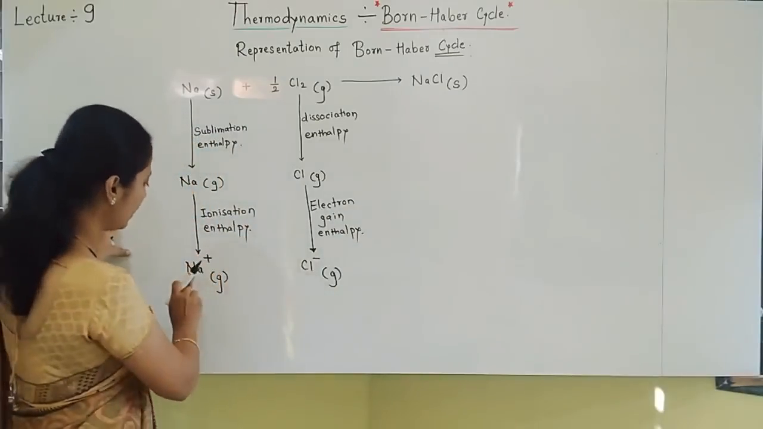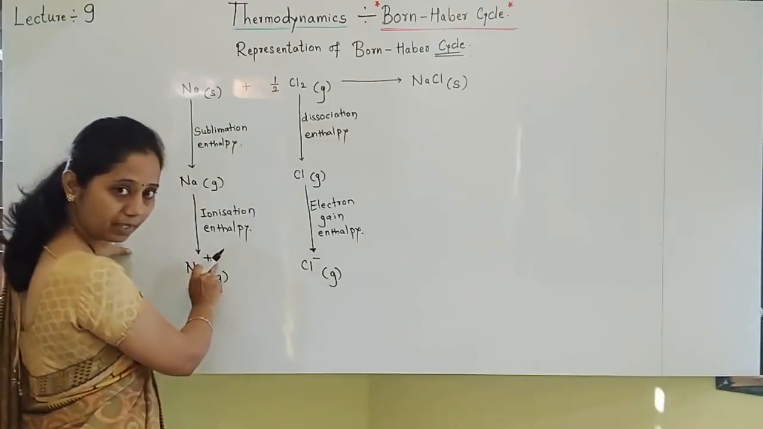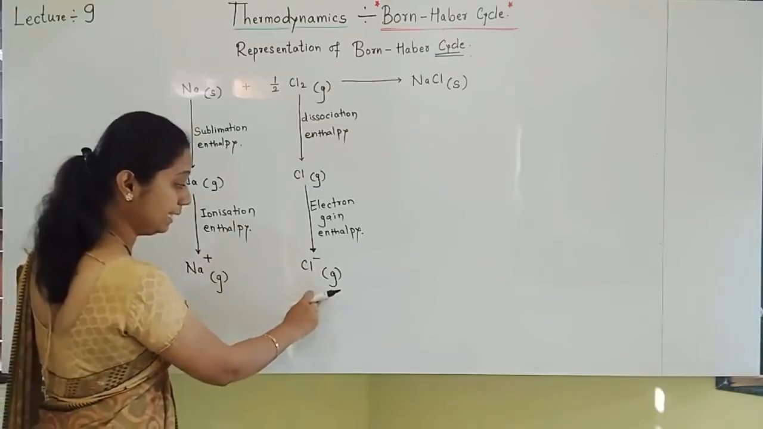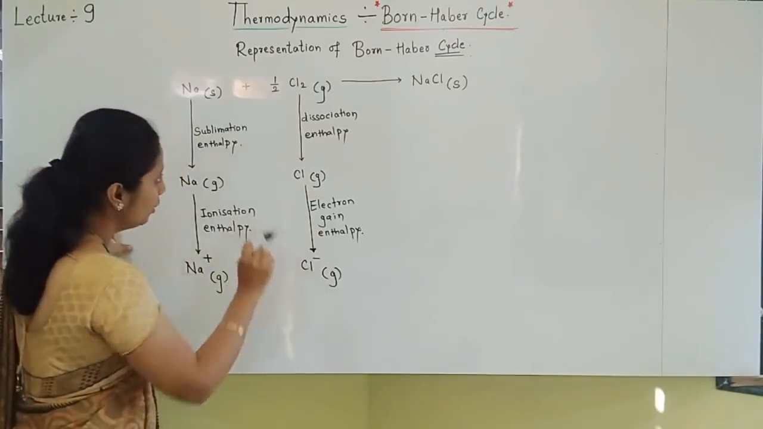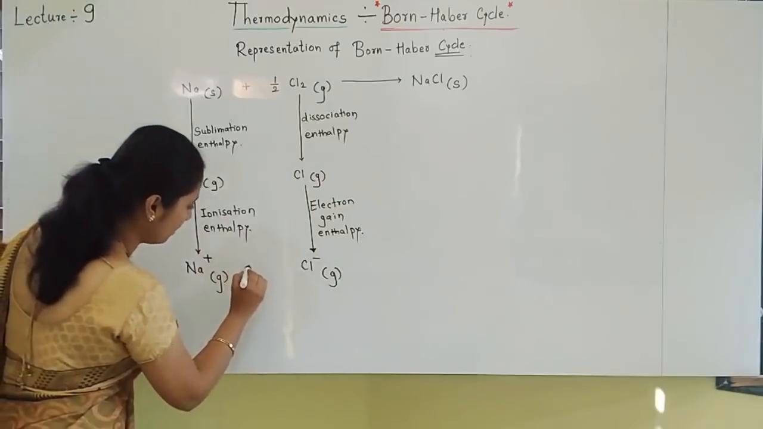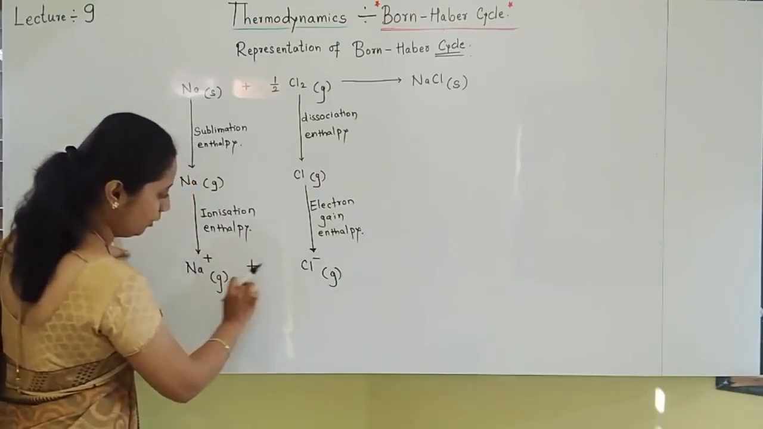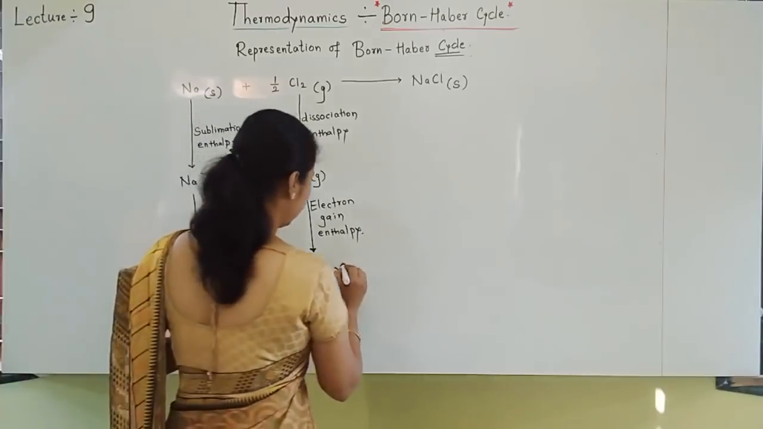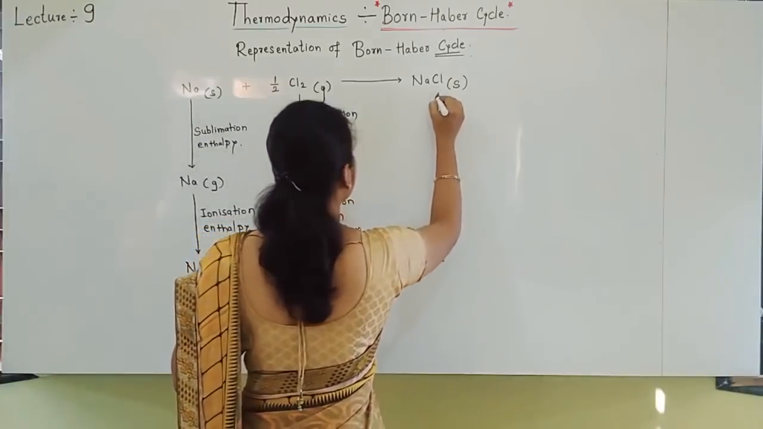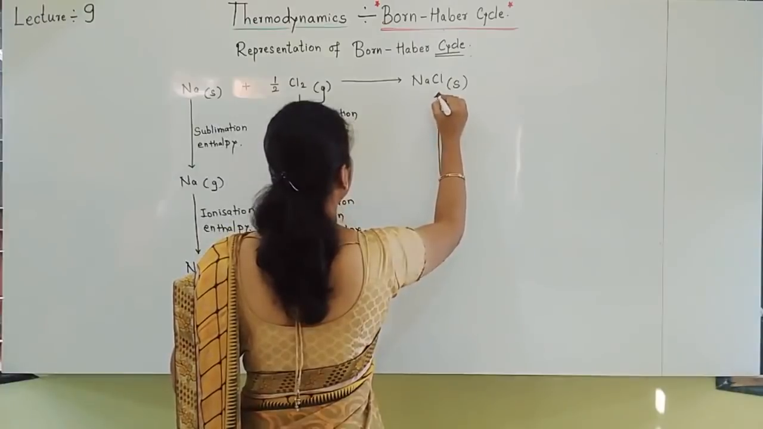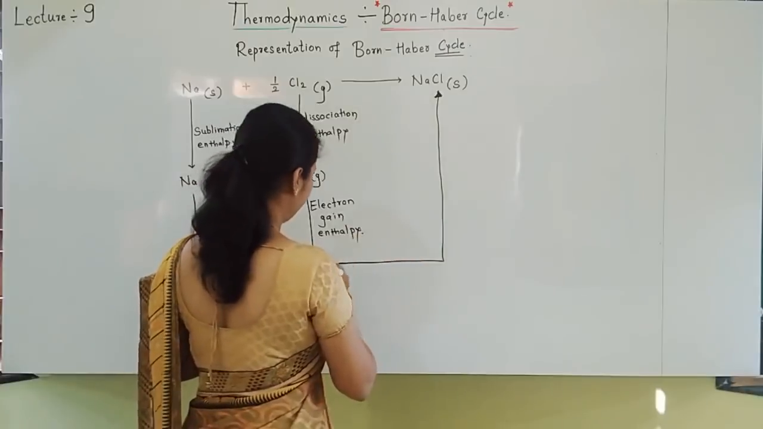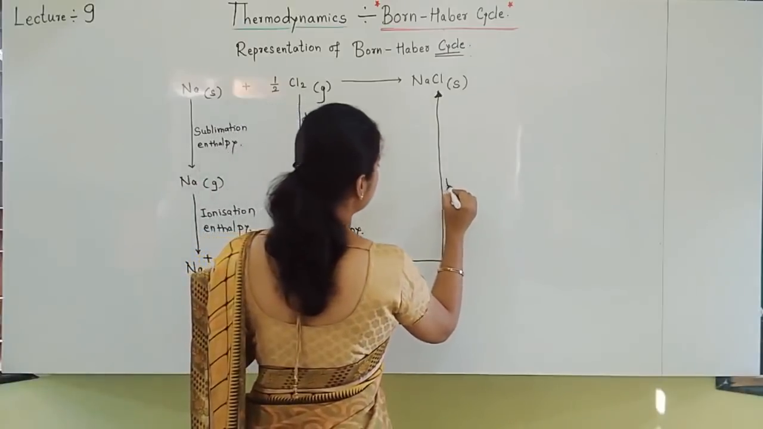Like this we now have Na ion form, Cl ion form, both in the same state. Till here understood? Now both will combine, so I will just put a plus sign. Both will combine, and then together they will form NaCl solid. And when they combine, this is lattice enthalpy.